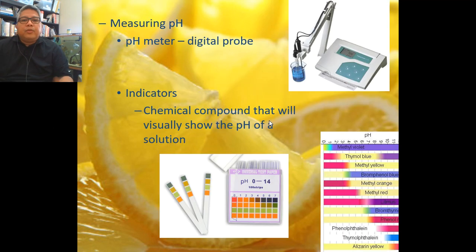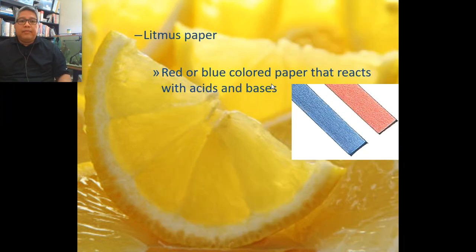Okay, question for you: if the pH is 6.9, is it an acid or a base? If your answer is acid, then you're right. If the pH is 13, it is a base. If the pH is 7, it's a neutral solution. Okay, let's go on to the next one.